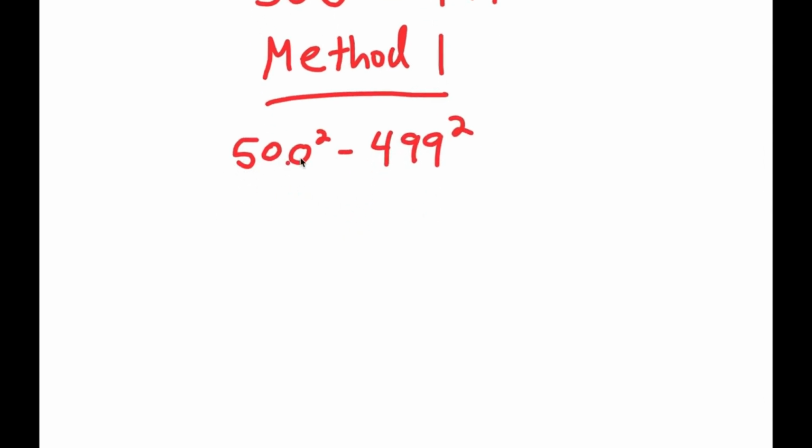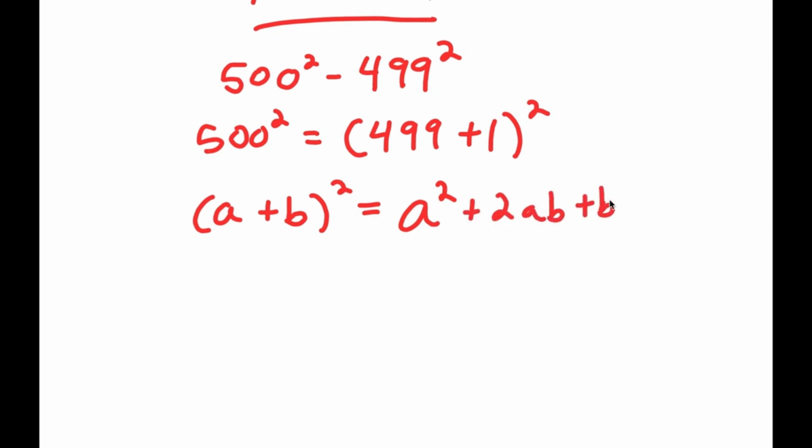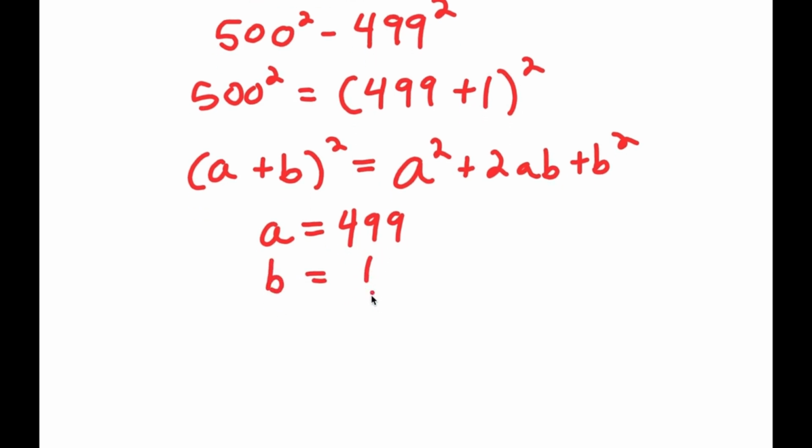Well, first off, I'm going to rewrite 500 squared. So 500 squared is the same thing as 499 plus 1 squared. And if I have something in the form a plus b squared, this is equal to a squared plus 2ab plus b squared. So in this case, a is 499 and b equals 1.